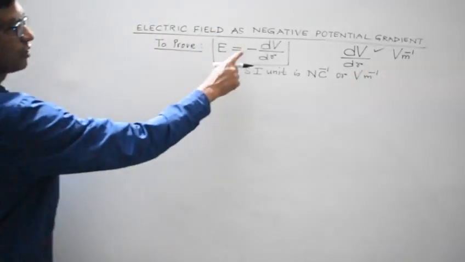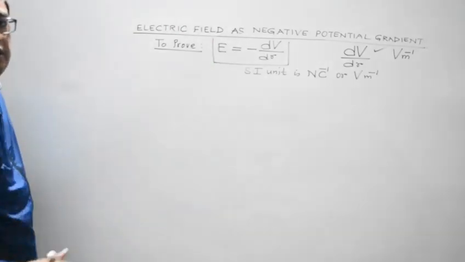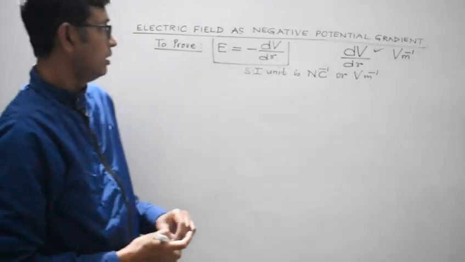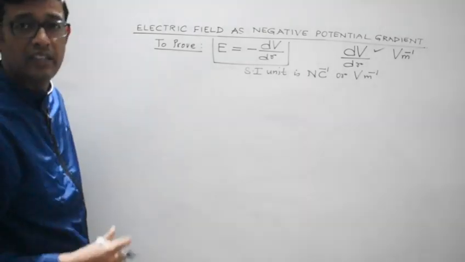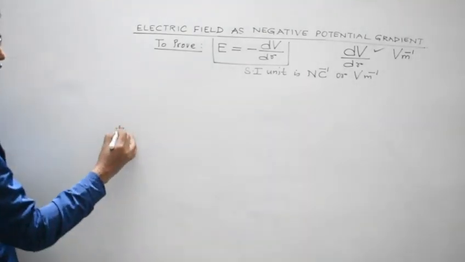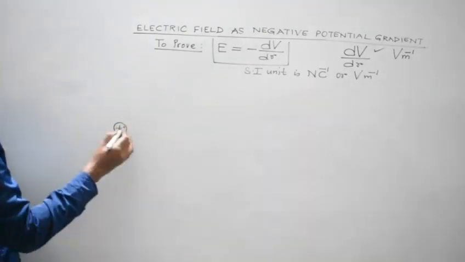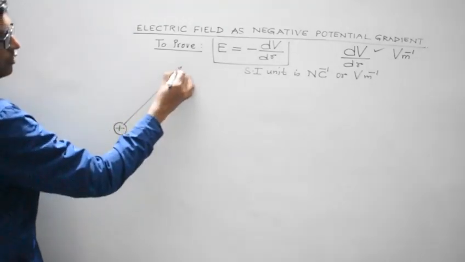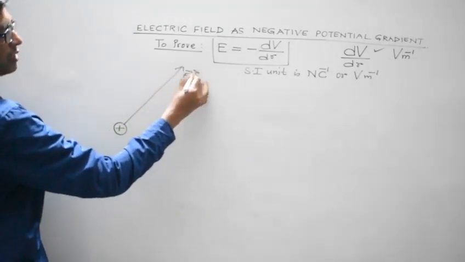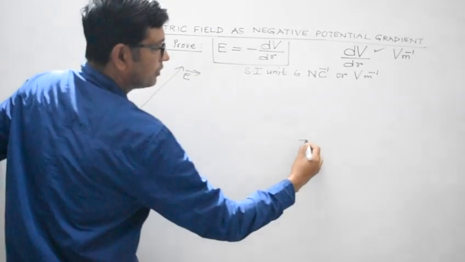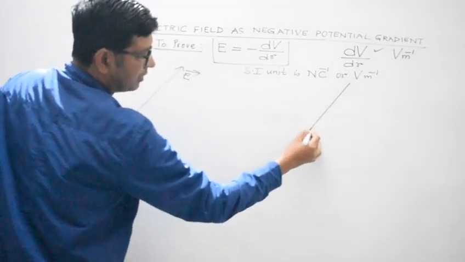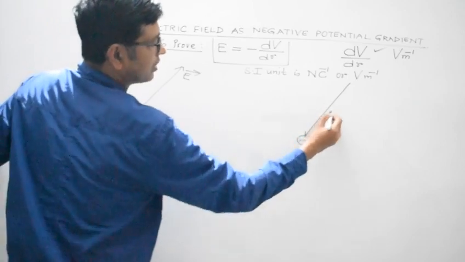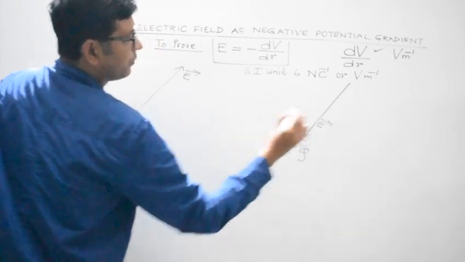Anyway, let's concentrate on the significance of this negative sign. Look, let's take some example. This is a positive source charge. Electric field is directed along this direction, right? Electric field always emanates from the positive charge. While if there is a negative source charge, electric field will be terminating, or it ends at the negative charge. This is the direction of the electric field.